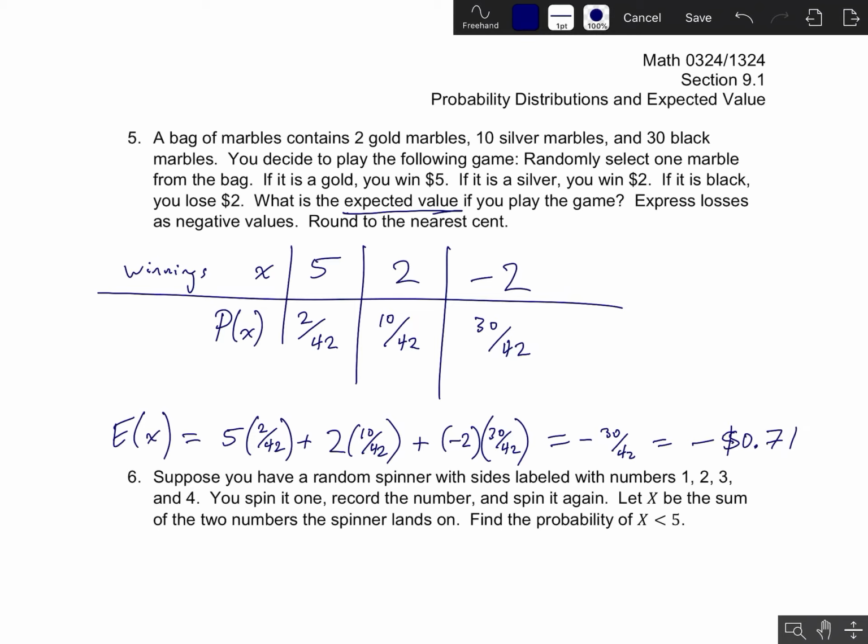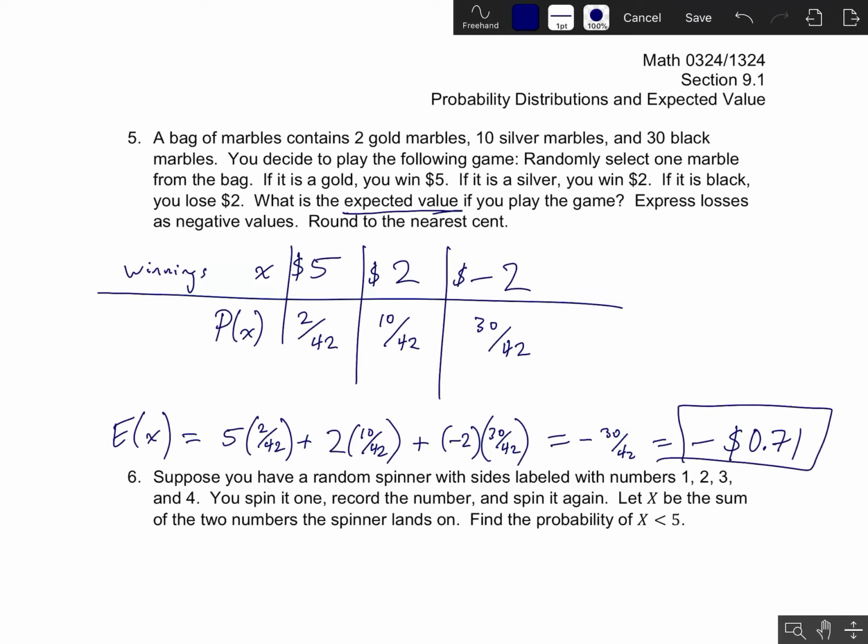or negative 0.71. So maybe one thing that's worth mentioning here is that the expected value of a variable will have the same units as the variable itself. So here, my original variable x was in terms of dollars. So I had a $5 winning, a $2 winning, and a $2 loss. The expected value will have the same units as the original variable. So here I would get a negative 0.71 that's measured in terms of dollars.